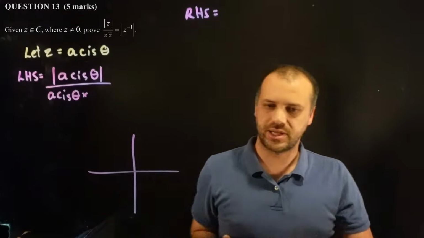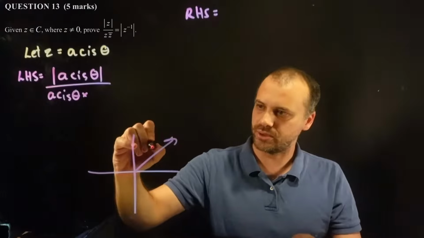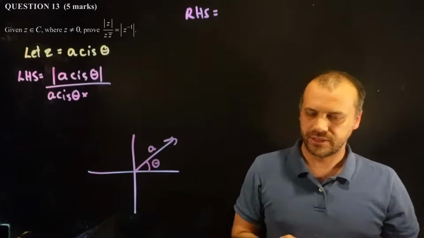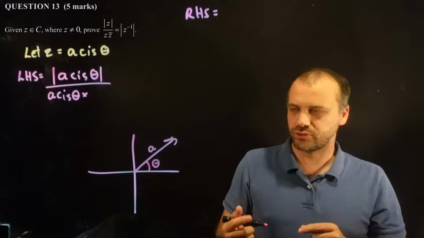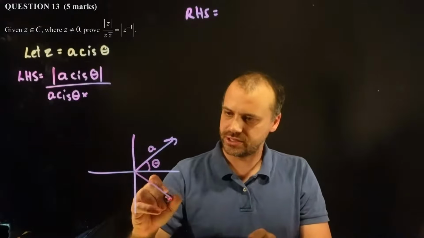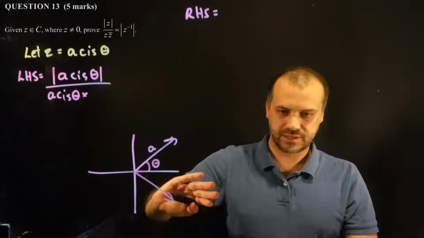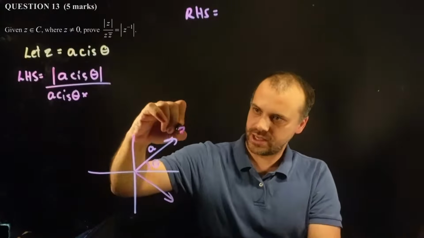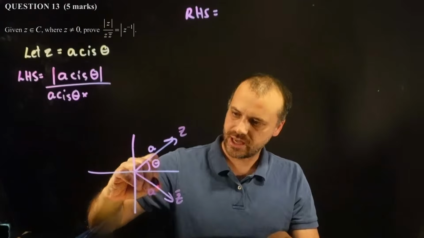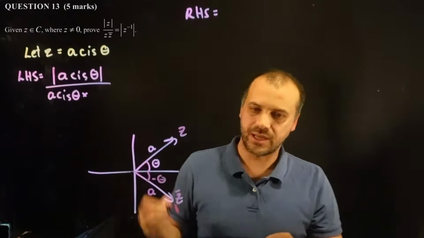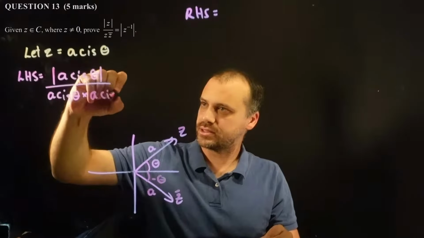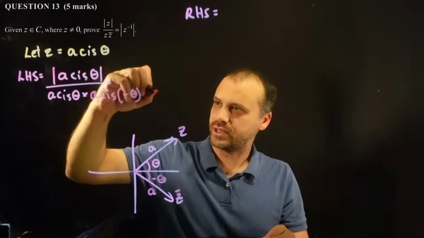Look at what a cis theta looks like. It's a complex number with length a and an angle here of theta. And you should know, if you spend time drawing pictures, that the conjugate of a complex number is reflected over the x-axis. Which means that if this is z, then z hat, the conjugate of z, has the same magnitude, but a negative angle. So, a cis theta times a cis negative theta.